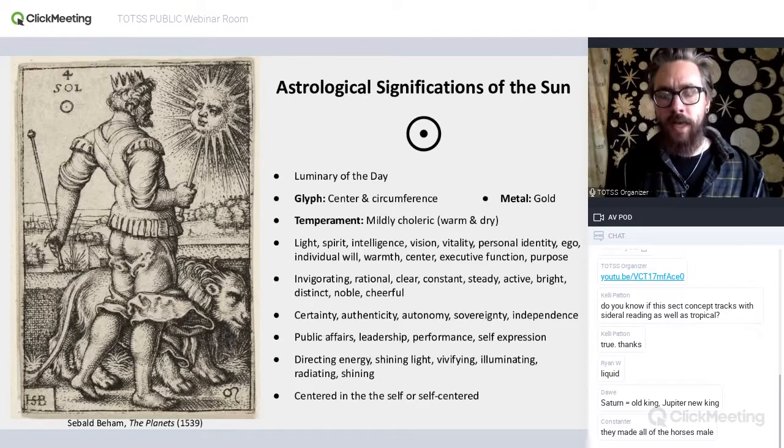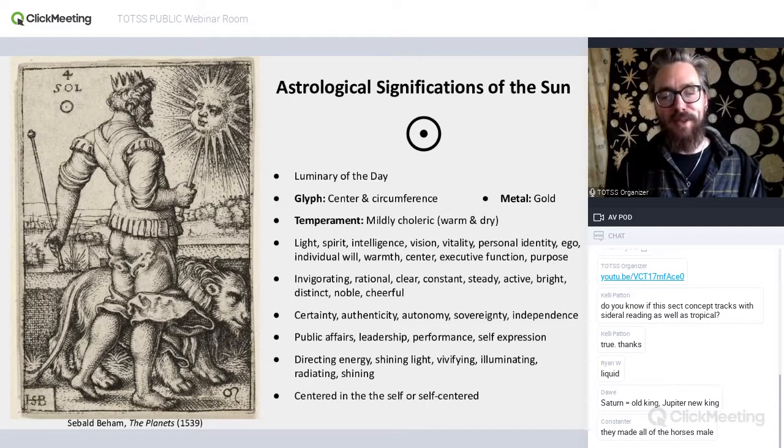The sun signifies directing energy, shining light, vivifying, illuminating. And again, that's true both in our lives and in the world, as well as in astrological charts. The sun can vivify and illuminate other planets within the chart. Also, radiating, shining. And I was thinking of this recently, that if you say that someone is self-centered, that's generally taken as a criticism, as something negative. But if you were to say that someone is centered in themselves, that would seem like the person is sort of enlightened or something, right? But they literally mean the same thing.